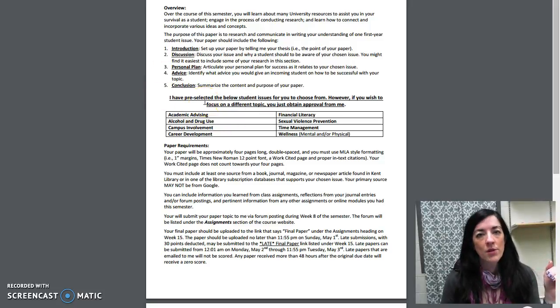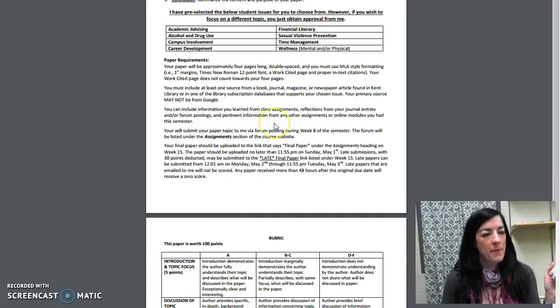Conclusions are really important. You need to summarize the content and purpose of your paper. Sometimes students will just finish writing after the advice section, and I'm like, oh, did I miss something? Did it end? I need a paragraph there that signals to me that you are finished writing this paper, okay? So make sure that you have all 5 of these components in your paper.